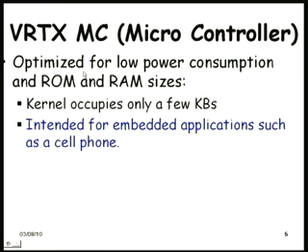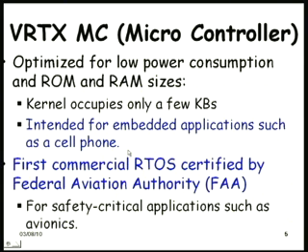The VRTX MC, or the microcontroller version, is optimized for low power consumption and small ROM and RAM sizes. The kernel again is very small, only a few kilobytes, intended for very simple mobile phones. Nowadays, of course, cell phones are becoming more and more sophisticated, requiring a full fledged operating system where you can do web browsing, email, and so on. It is not like that. It is a very simple operating system for very simple cell phones. The VRTX has been used there.